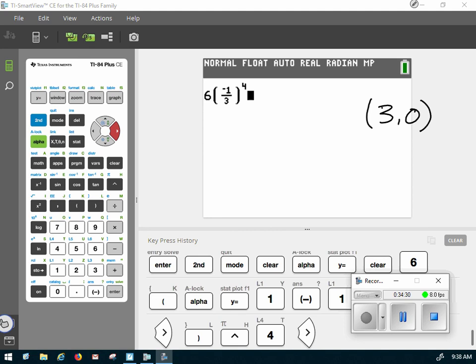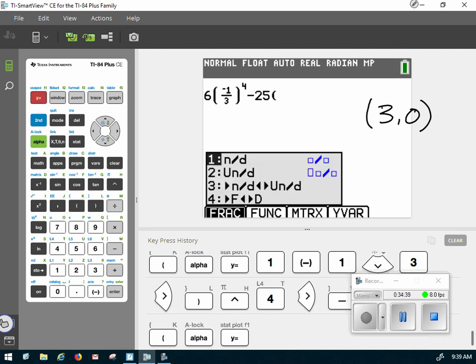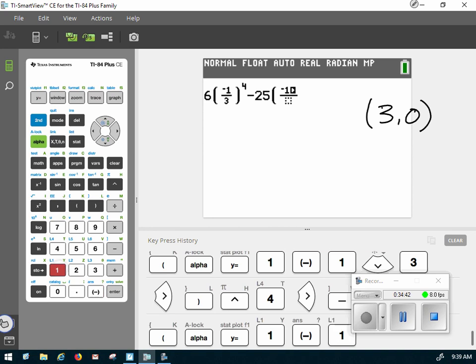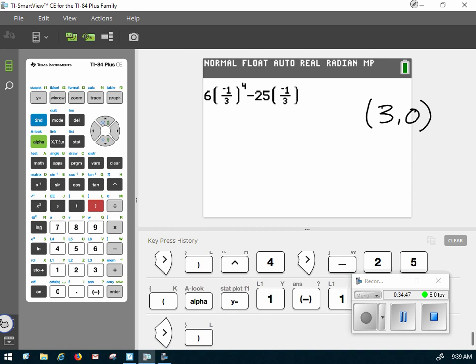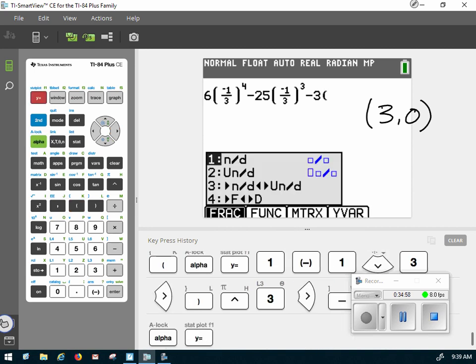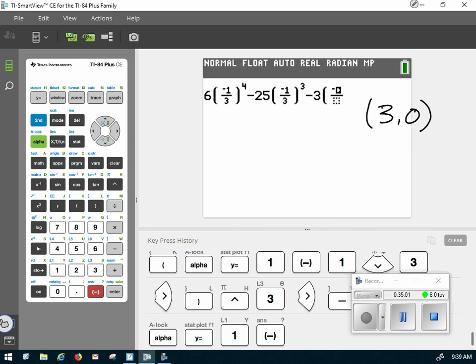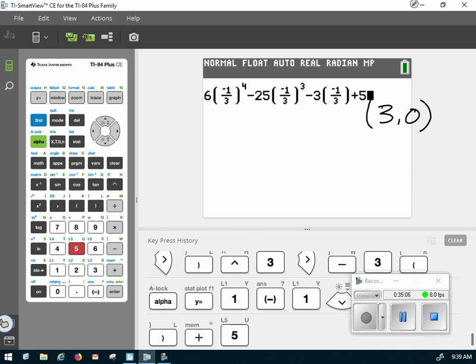Let's see. So we got minus 25. Alpha y equals. Put it in the bin, pumpkin. And this is cubed. And this minus 3 times -1/3 plus 5.